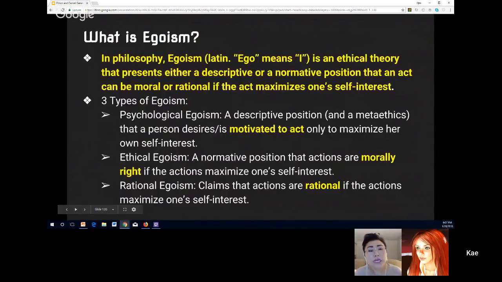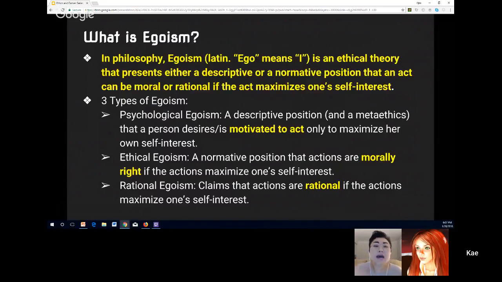Okay, so egoism is a philosophy, and it's an ethical theory. And by the way, the Latin ego means I. So egoism is the belief in me, myself, I. It's an ethical theory that presents either a descriptive or a normative position that an act can be moral or rational if the act maximizes one's self-interest.